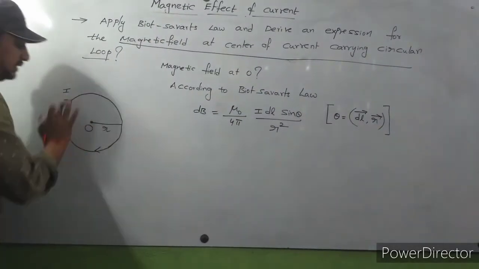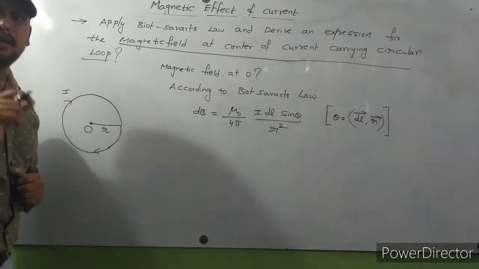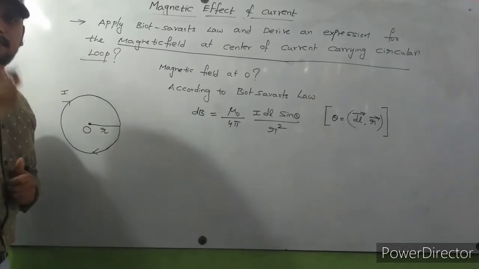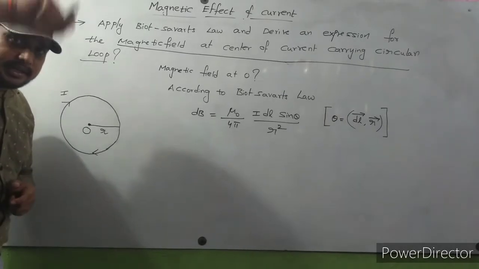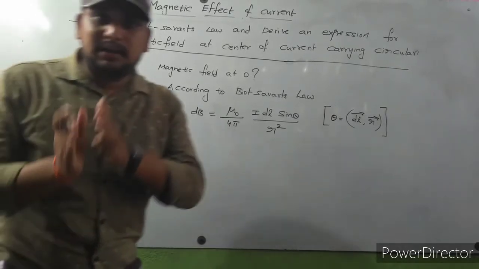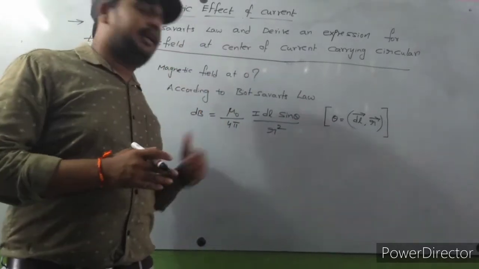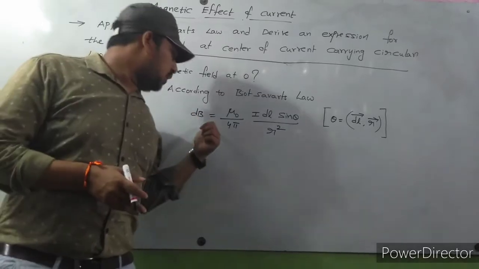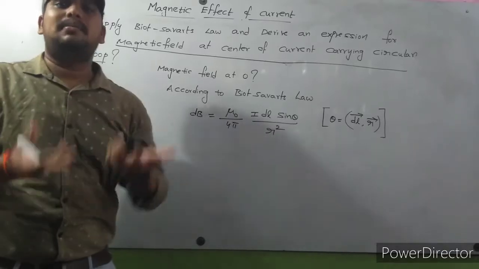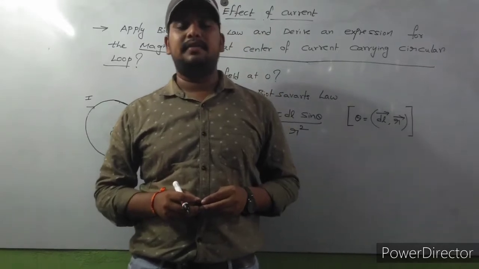For example, this is a full conductor, a circular loop. For applying Biot-Savart's law, I need to take a small element of length. If I take a small element of length and integrate that small element, we'll get the total length of the conductor. Dear student, we can't find the magnetic field directly. First we have to take dB. After applying integration to dB, we will get the total magnetic field. Well, continuing my lecture on the chapter magnetic effect of current.